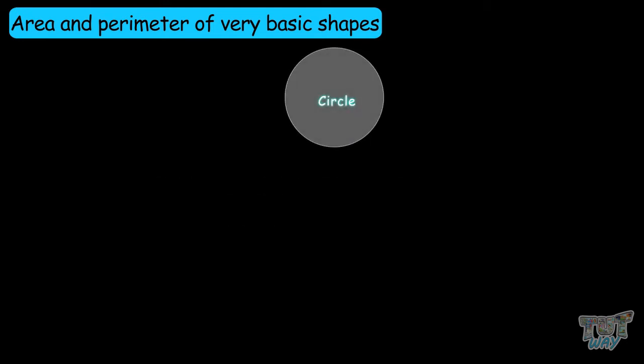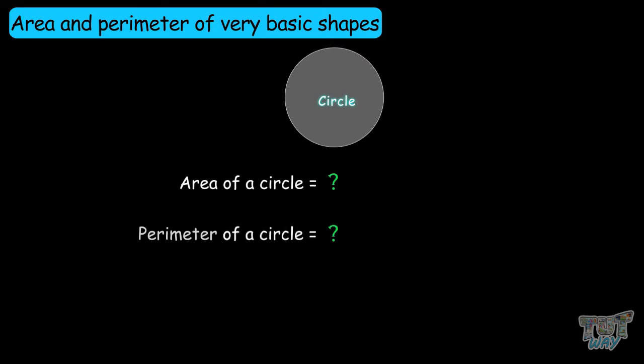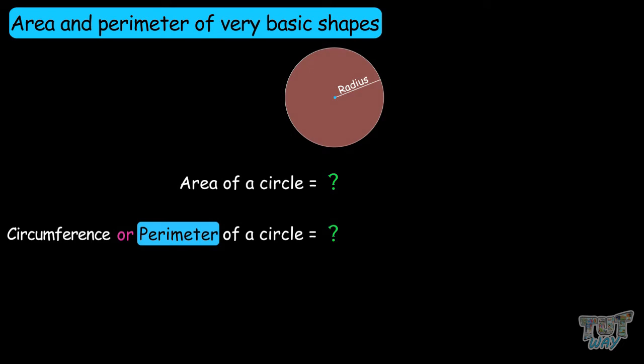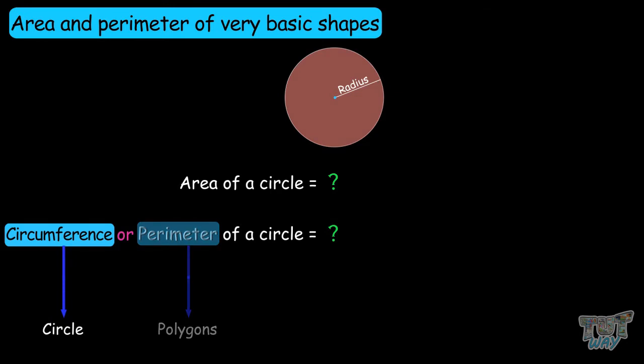Next, we move on to the perimeter and area of a circle. You need to know the length of its radius. Circumference is the other name of perimeter. Perimeter is only used for polygons, and the circumference is used for the circle.